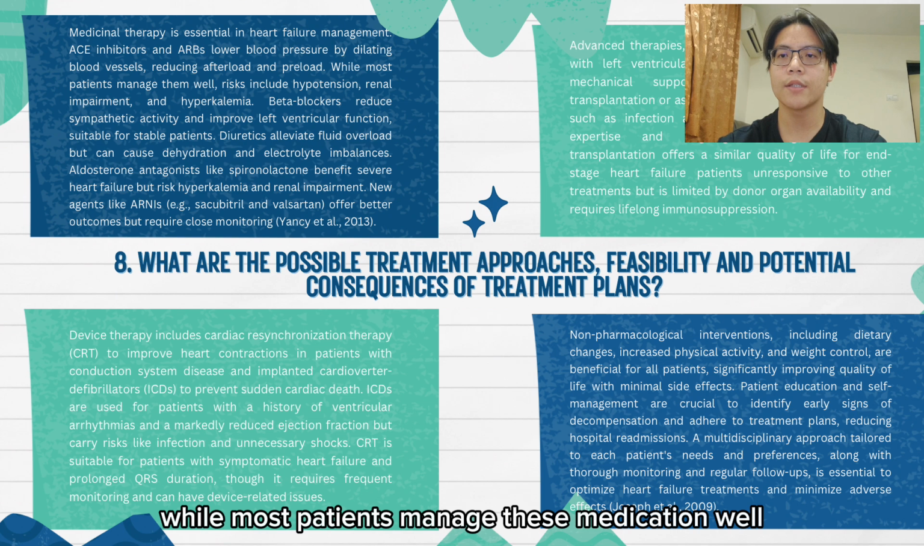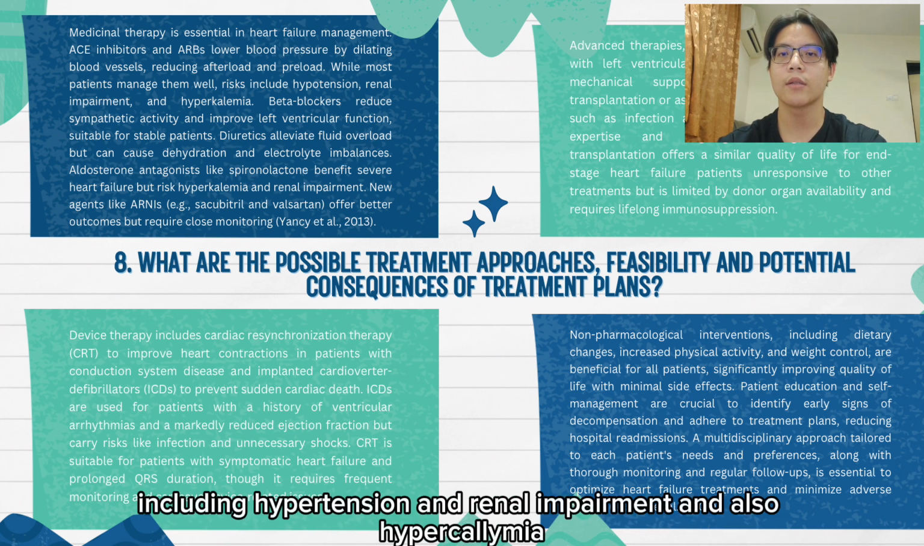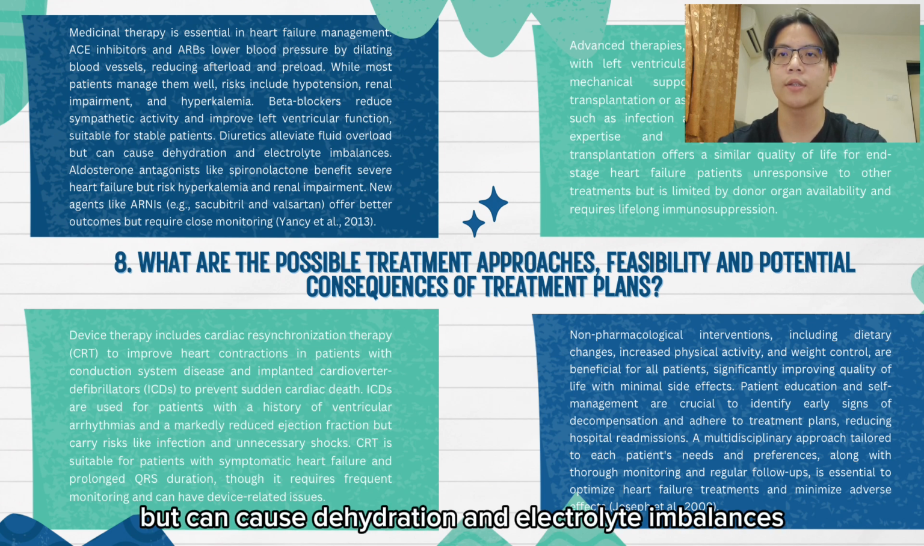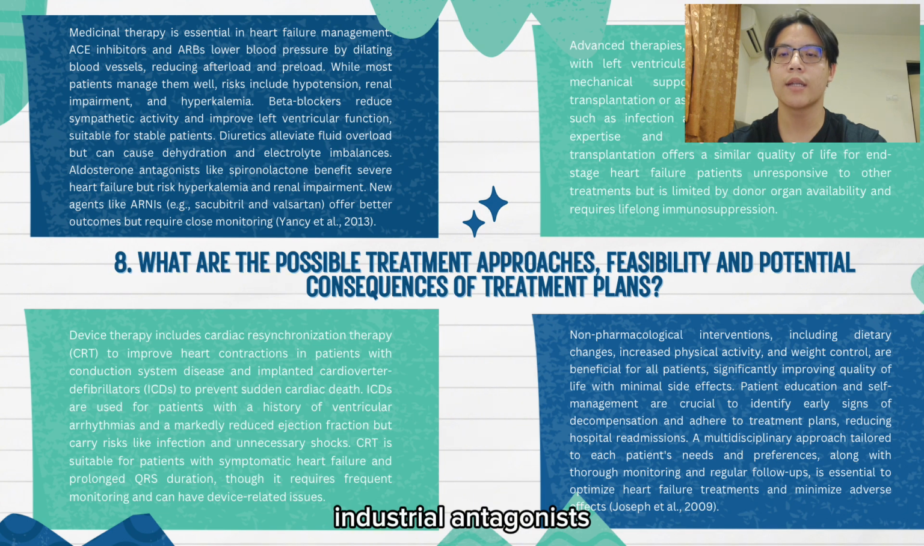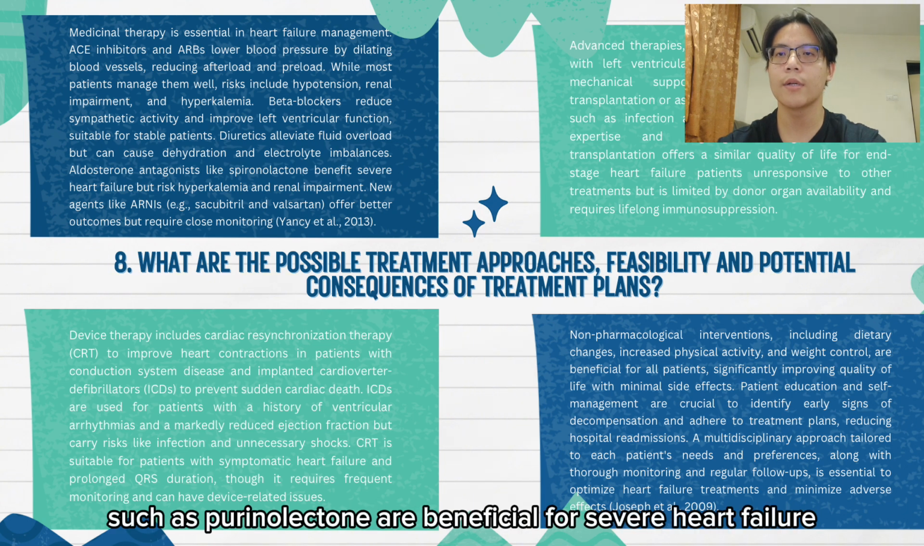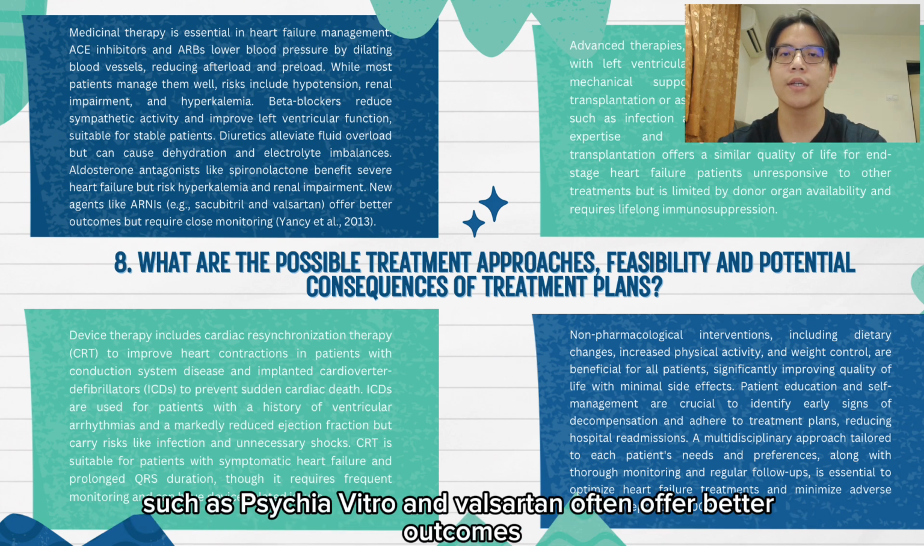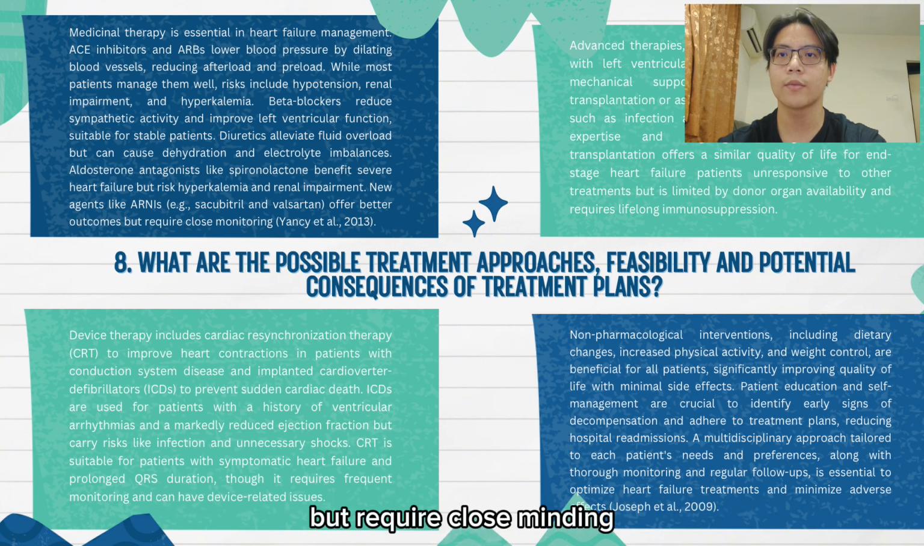While most patients manage this medication well, there are risks including hypotension, renal impairment, and also hyperkalemia. Beta blockers reduce sympathetic activity and improve left ventricular function, making them suitable for stable patients. Diuretics help alleviate fluid overload but can cause dehydration and electrolyte imbalances. Aldosterone antagonists such as spironolactone are beneficial for severe heart failure but carry the risk of hyperkalemia and renal impairment as well. New agents like ARNIs, such as sacubitril and valsartan, often offer better outcomes but require close monitoring.